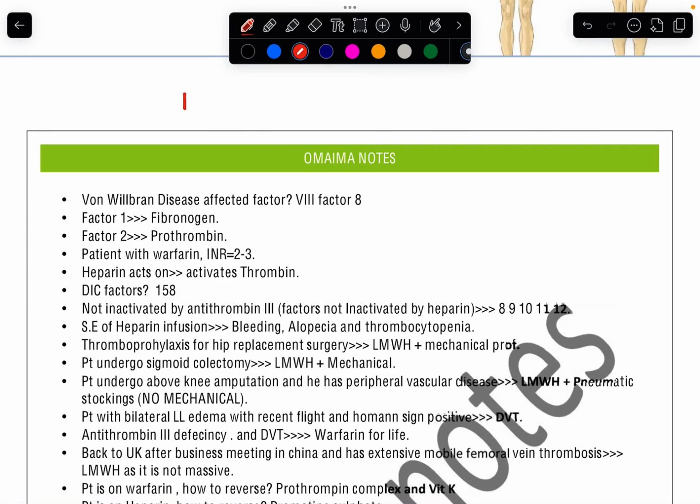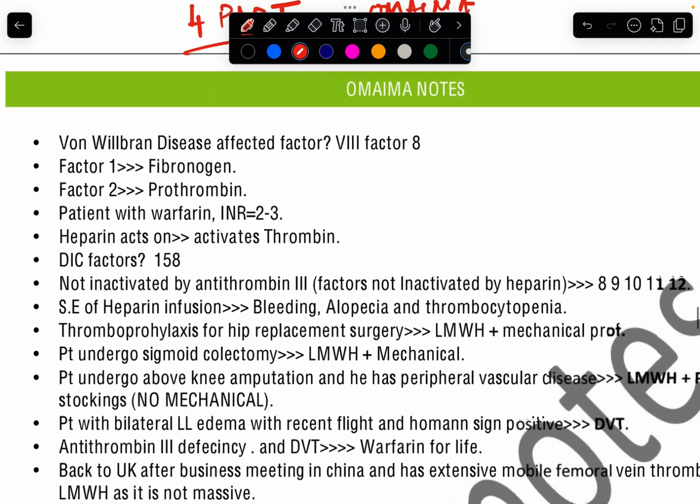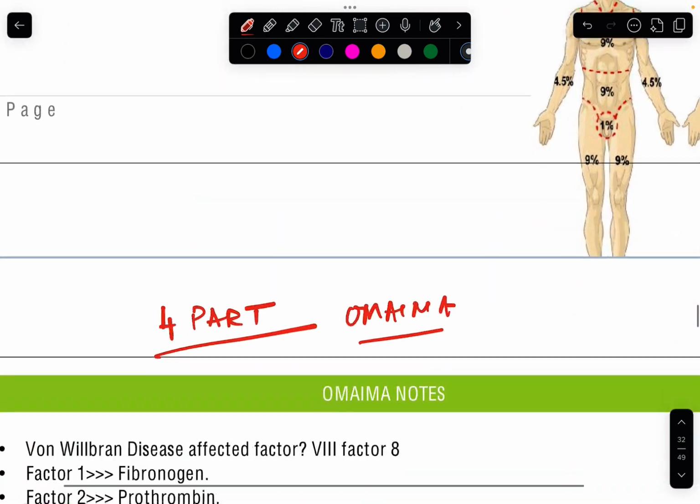So this is the fourth part of Omaima notes. Fourth part. So what is this? We have stopped here last time.